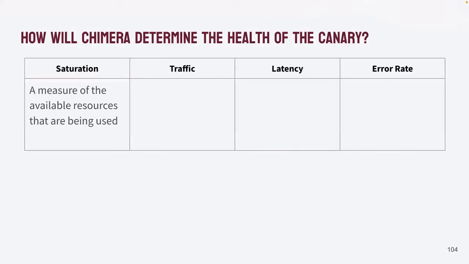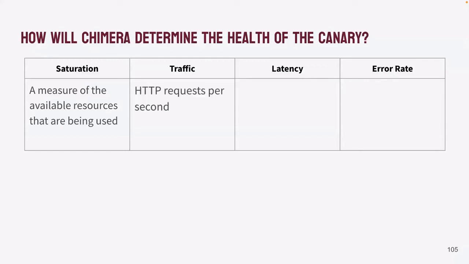So first was saturation, which is a measure of the amount of available system resources that are actually being used. This is an important metric because the performance of a system can degrade even before it reaches maximum capacity. But it can also be a complicated metric because there are several kinds of resources to consider, like CPU, memory, and storage. And on top of that, which resources are relevant is also dependent on the nature of the application. So for that reason, we decided that Chimera would not consider saturation for health checks because including it would require either more complex user configuration or Chimera would have to be more opinionated and potentially less transparent about the deployment process and the results of that process.